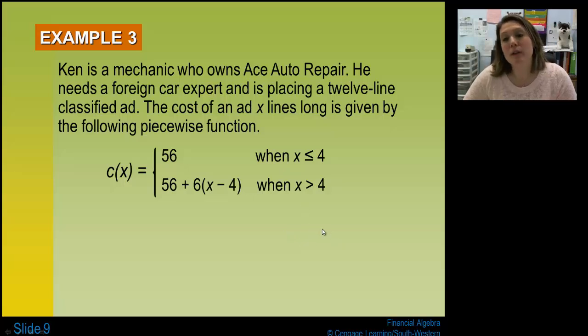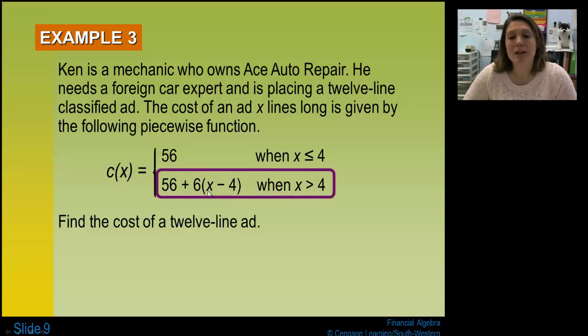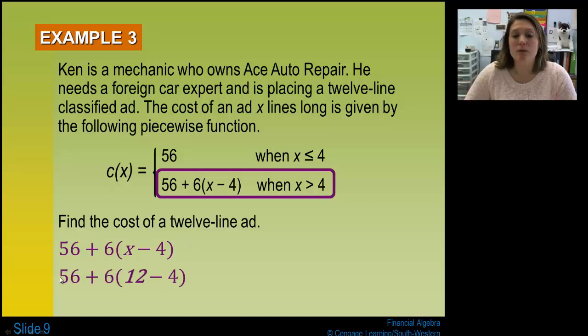So find the cost of a 12-line ad. Well, we know that this first line of the piecewise function is for up to 4 lines. This one right here is the one that we're going to use because this is for anything over 4 lines. And we know that 12 is much bigger than 4, so this is the piece of the piecewise function that we're going to use. So for the 12-line ad, all I'm going to do is substitute in 12 where I see my X. So you need to go ahead and do this math here, do the calculation, and tell me how much it will cost for a 12-line ad.